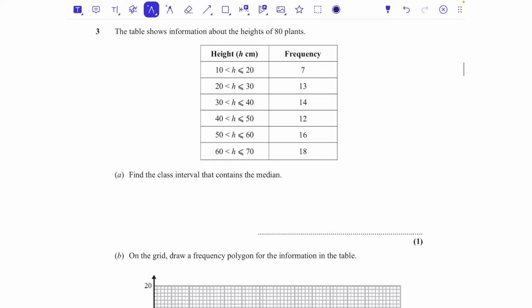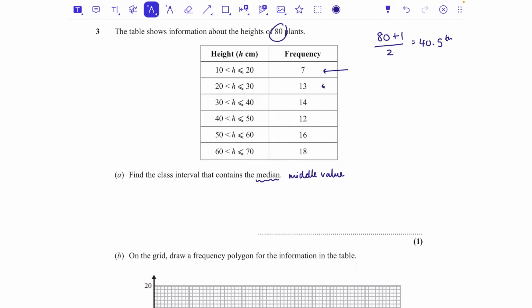Question number 3, the table shows information about the heights of 80 plants. Find the class interval that contains the median. So the median is the middle value. There are 80 plants here. So with 80, we would add 1 and divide by 2, which is 40.5. What that does when you add 1 to the number of pieces of data and divide by 2, it tells you the position of the middle piece of data. So 40.5 tells me that we are looking between the 40th and the 41st piece of data for the middle piece of data. Now our first 7 plants are in this category. We've not yet got to the middle.